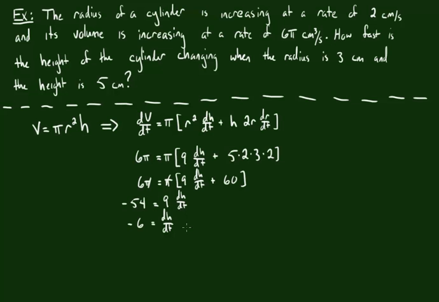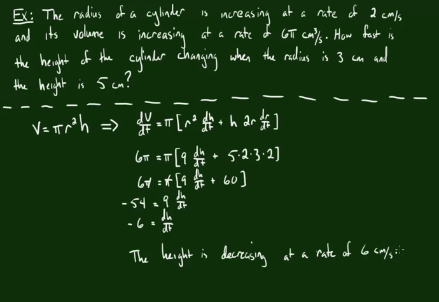What does this mean? Well, it means that if r was changing at a rate of 2 centimeters per second, and the volume was changing at a rate of 6 pi centimeters cubed per second, and the radius was 3 and the height was 5, then in order for all of these things to be true, the height, h, had to be changing at negative 6 centimeters per second. It means that the height is decreasing. So we'll go ahead and write that. The height is decreasing at a rate of 6 centimeters per second.